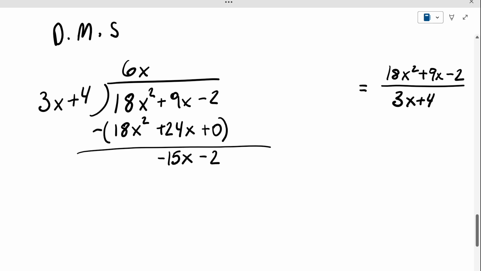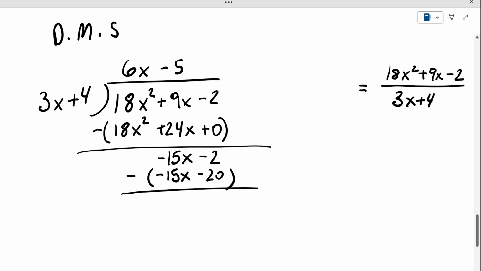And again, we can divide. How many times can 3x go into negative 15x? The answer is negative 5, right? So we can write negative 5 up here, and now we multiply. What is negative 5, sorry, I'll just add in the brackets. What is negative 5 times 3x? The answer is negative 15x. And then again, we can do negative 5 times 4. The answer is negative 20.